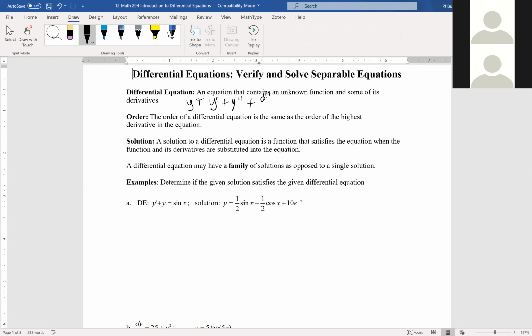Triple prime, so y to the 3. It could equal 0. It can equal functions of x. It could also equal other functions of y. So all those different things can be a differential equation. The important part is that you have at least one derivative and the initial function.